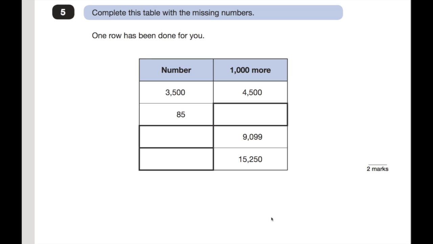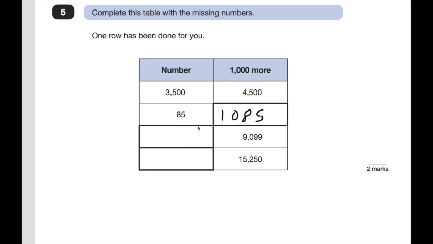Number 5 is testing your place value knowledge. It's checking to see if you can add 1,000 onto the numbers, and as you can see here we have the number 3,500, and if we add 1,000 to that it becomes 4,500. 85 plus 1,000 is 1,085.